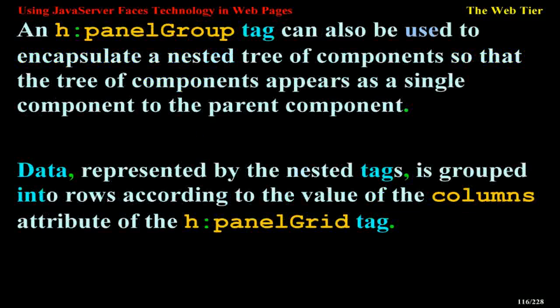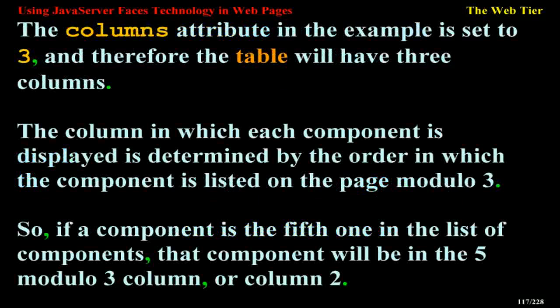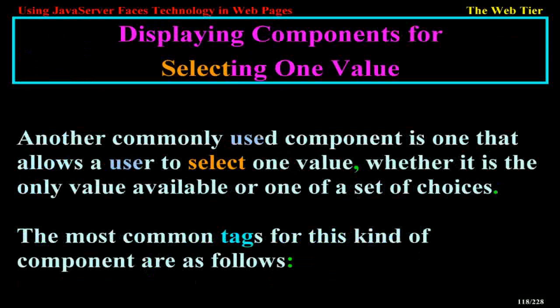An h:panelGroup tag can also be used to encapsulate a nested tree of components so that the tree of components appears as a single component to the parent component. Data, represented by the nested tags, is grouped into rows according to the value of the columns attribute of the h:panelGrid tag. The columns attribute in the example is set to 3, and therefore the table will have 3 columns. The column in which each component is displayed is determined by the order in which the component is listed on the page modulo 3. So, if a component is the 5th one in the list of components, that component will be in the 5 modulo 3 column, or column 2.